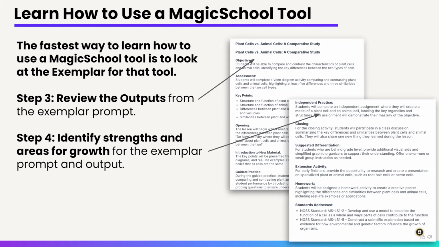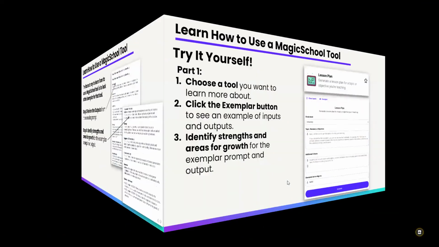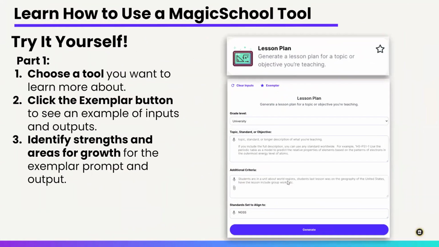If you want to get bold, you can type in your information. You don't have to use the exemplar button, but type in the stuff you want to use, stuff you're going to use it for. And you can do the same thing. Review the output, identify the strengths and things that it can do better. Okay. So that's what you're doing right now.